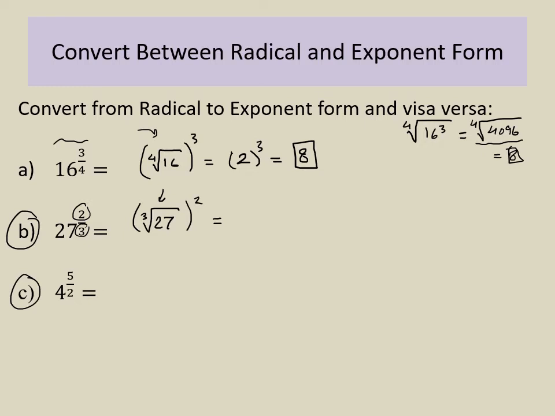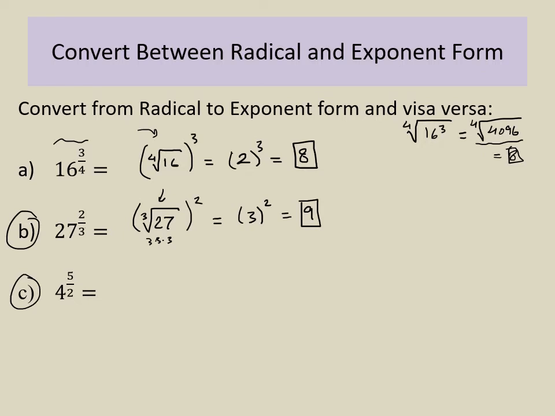What number times itself 3 times is 27? Well, if you think about it a little bit, that should be 3. 3 times 3 is 9, times 3 is 27. So the cube root of 27 is 3. So now we have 3 squared, which gives us 9. Okay. So 27 to the power of 2/3 simplifies to 9.